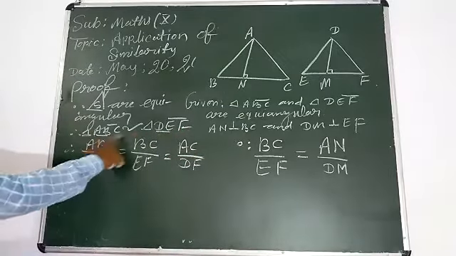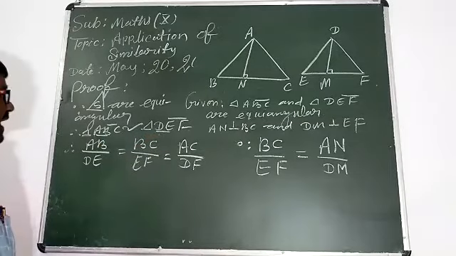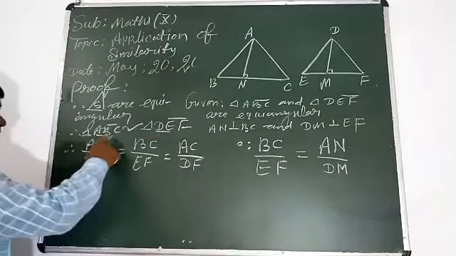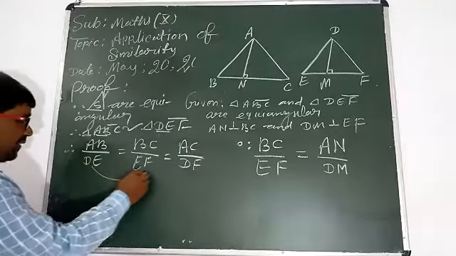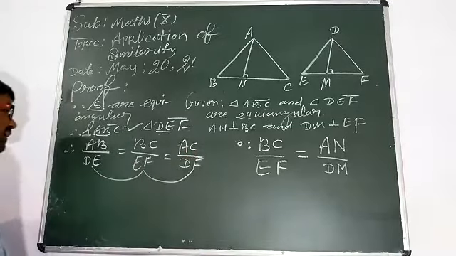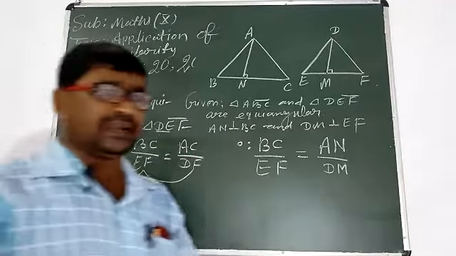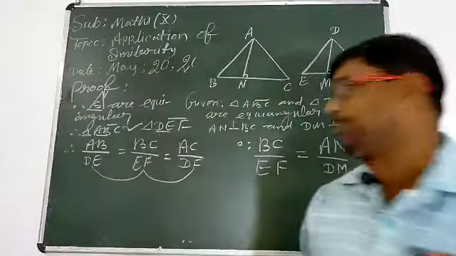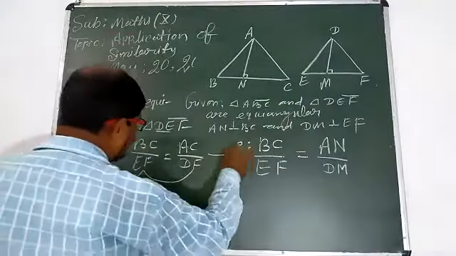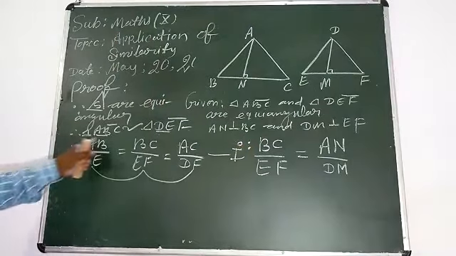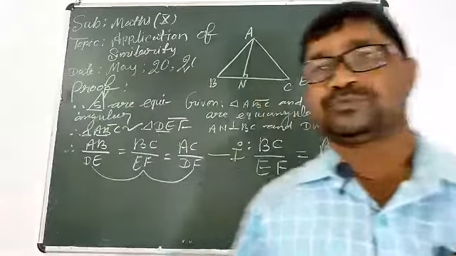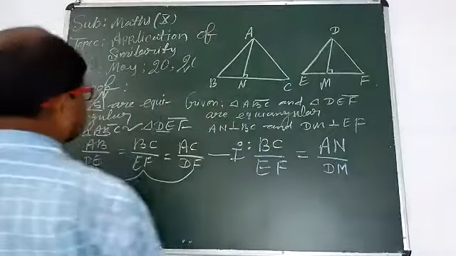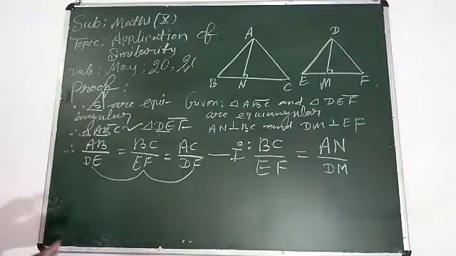If triangles are similar, then their sides are proportional. This is equation number 1. Understood, student? Okay, no problem.